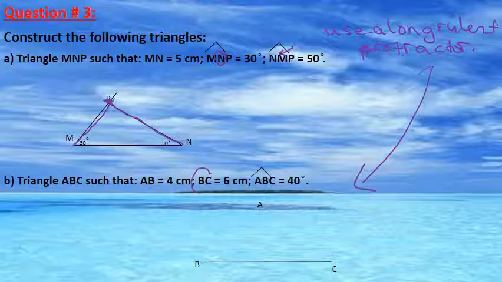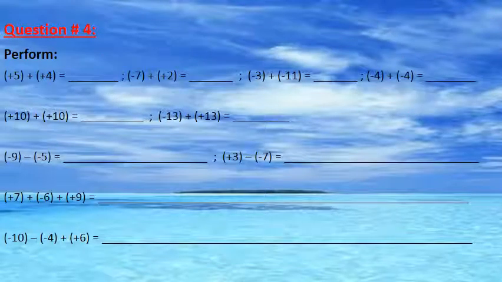First we draw the biggest side, which is BC, 6 centimeters. Then we assign the angle ABC at the vertex B, which is 40 degrees. And we join B with A with a measure of 4 centimeters. Then we join A with C, so we get a triangle ABC. This is the construction of the triangle.